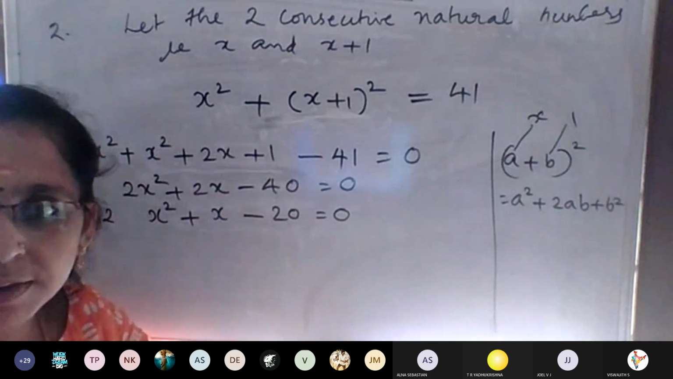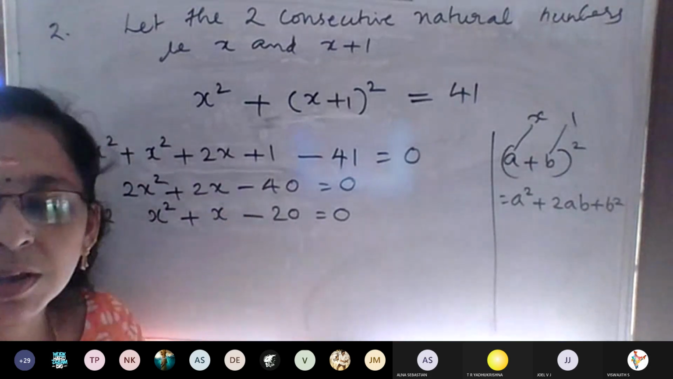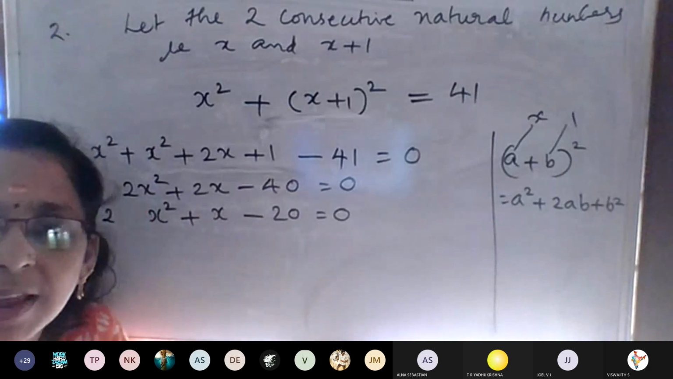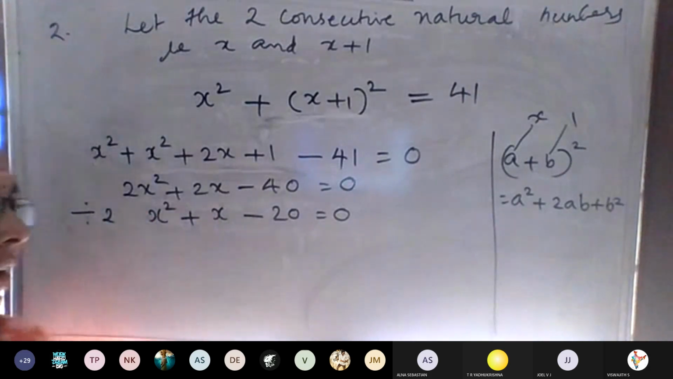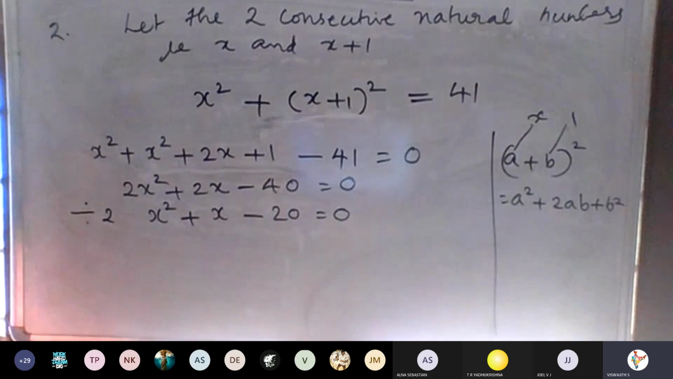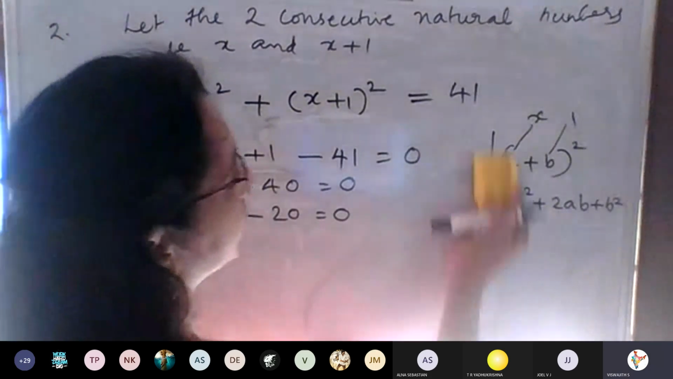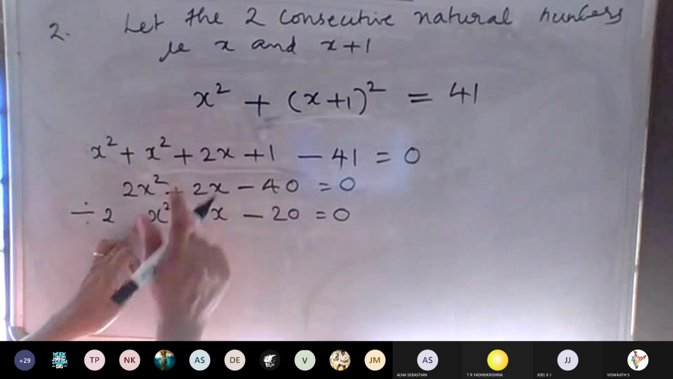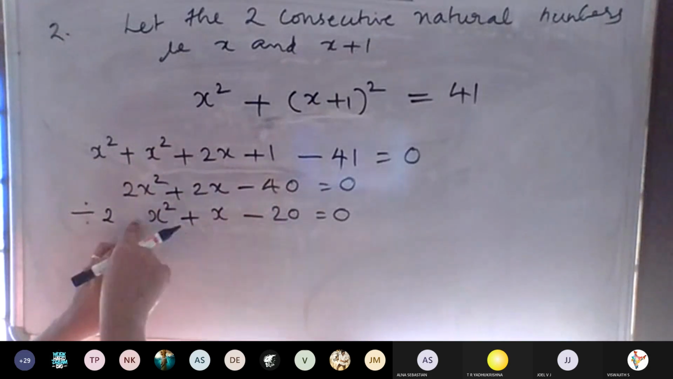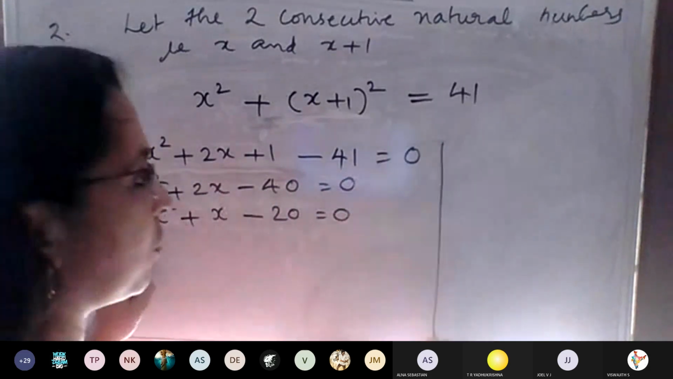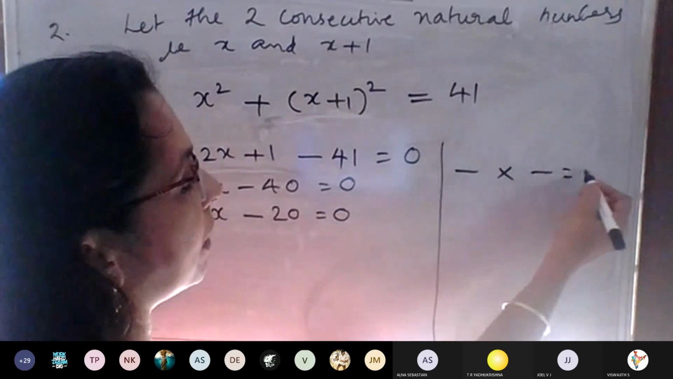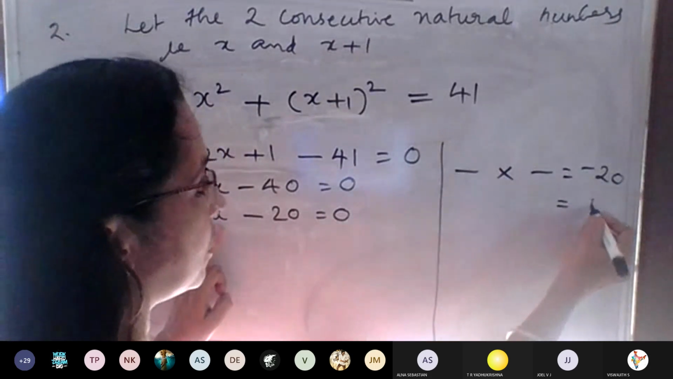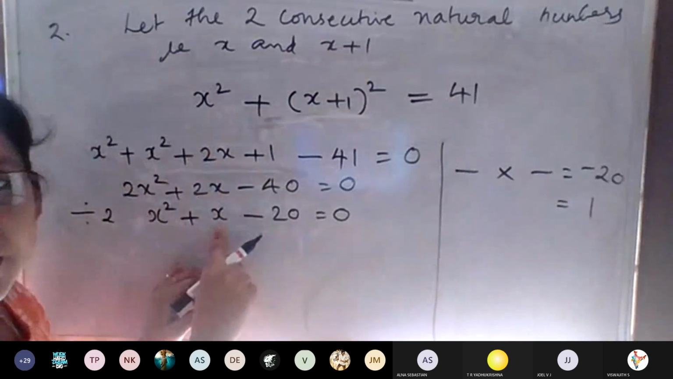x square plus x minus 20. If factorization is possible, we can do it and avoid the formula method, which is lengthy, no? Check whether we can do it. Then tell me which are the two numbers. Since the coefficient of x square is 1, the product is negative 20 into 1. So dash into dash will be negative 20, and the middle term x has coefficient positive 1.